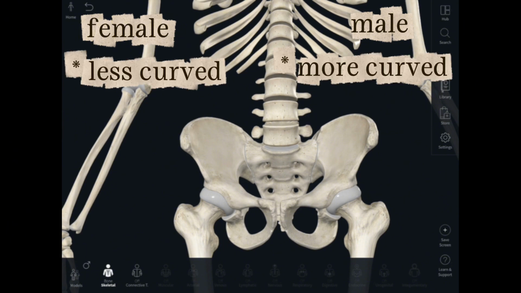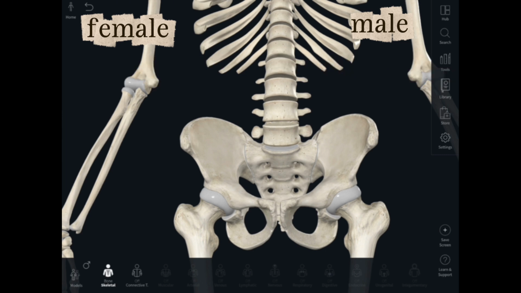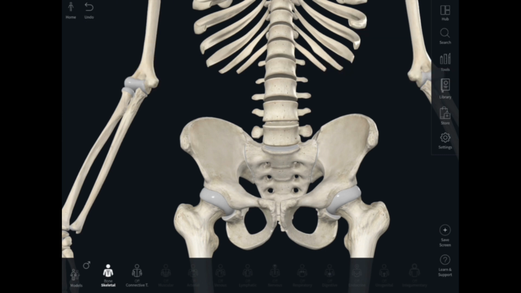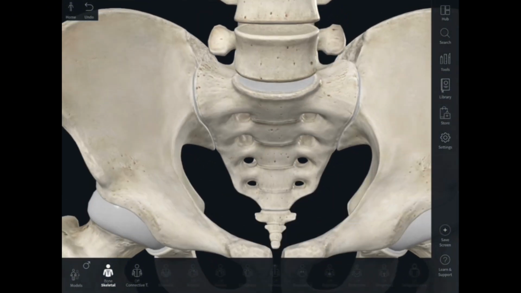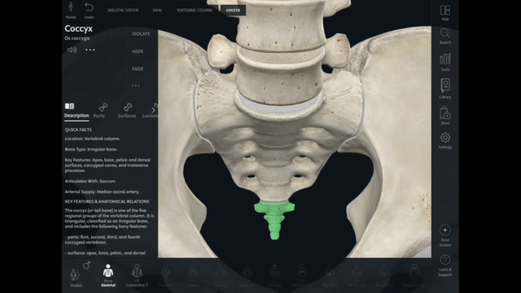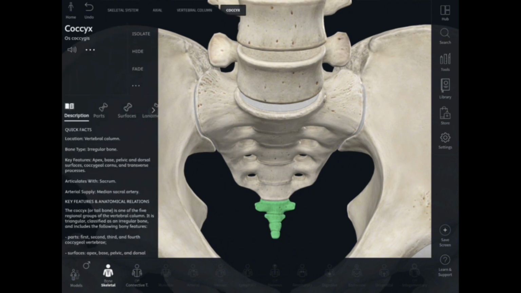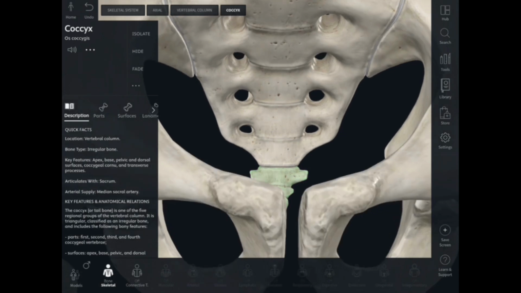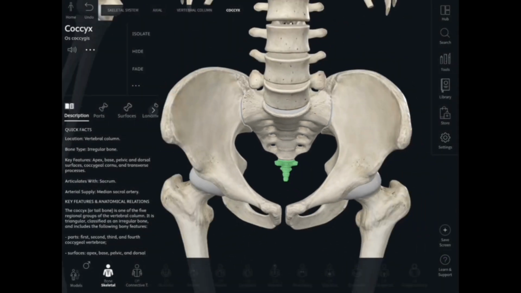So why is the female pelvis wider and less curved than the male one? I'm going to tell you. The female pelvis is adapted for pregnancy and childbirth. Some ways in which the female pelvis differs from that of the male are here. We can see that it is less curved, so the baby can pass without any harm or any pain.